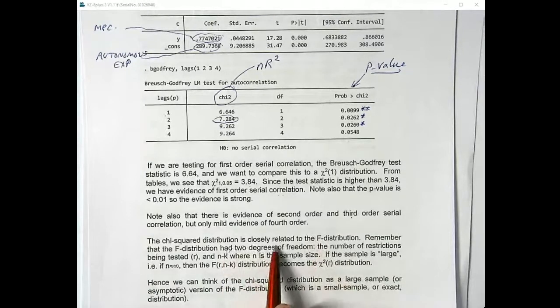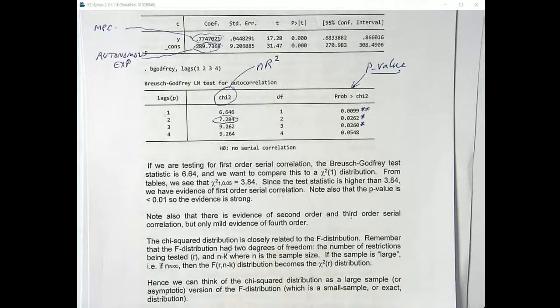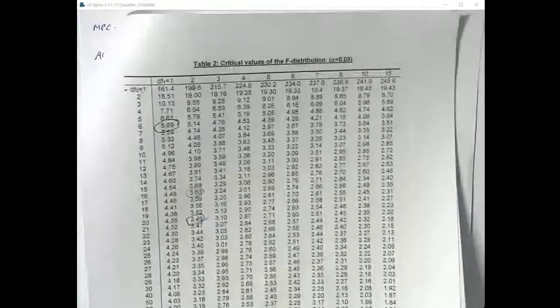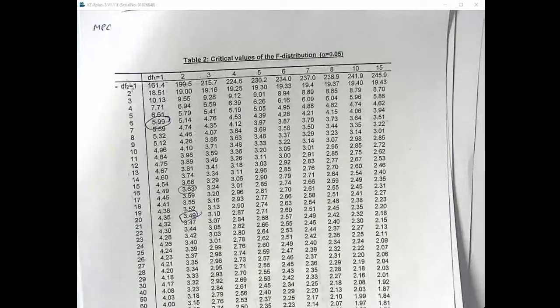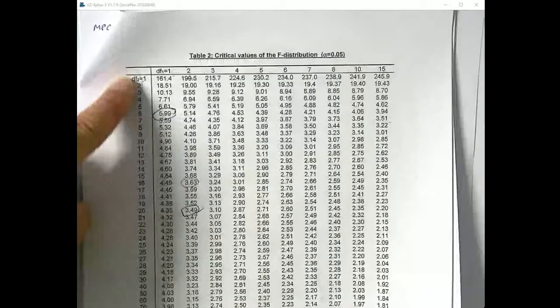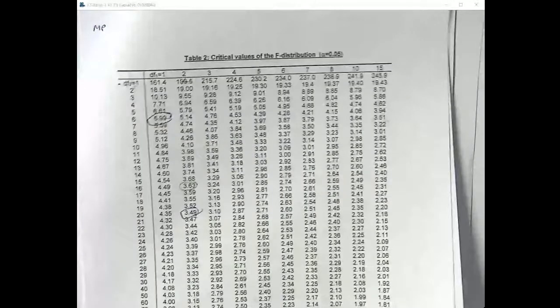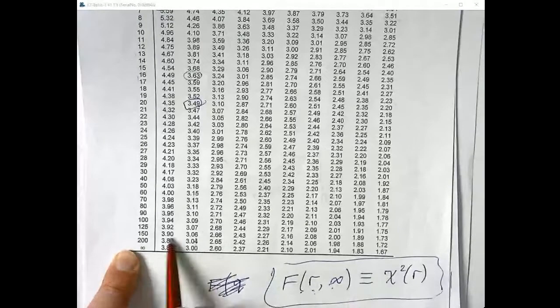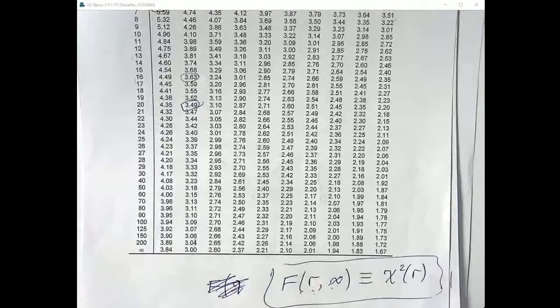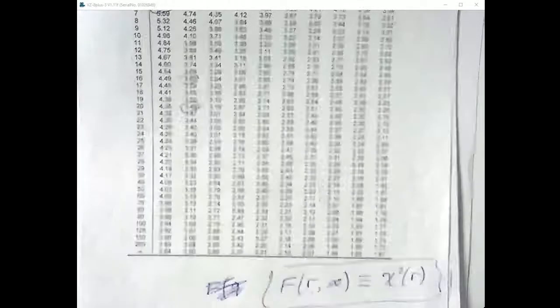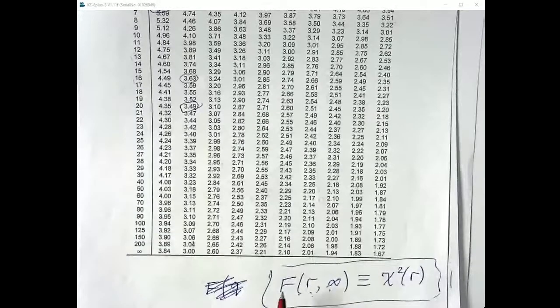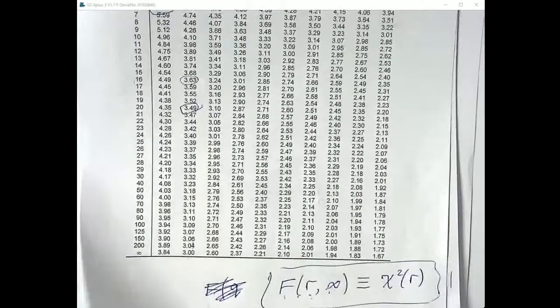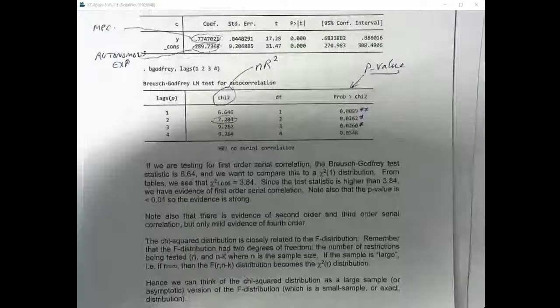Okay, the chi-square distribution is closely related to the F distribution. This is what I was telling you about earlier. When I showed you the F distribution, I said the second degrees of freedom is like the sample size. When the sample size is large, we're looking in the last row. The last row of the F distribution is like the chi-squared distribution, because when the sample size is very large, the F distribution becomes the chi-squared distribution.